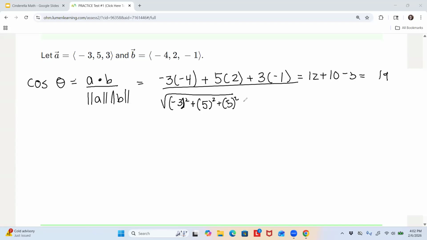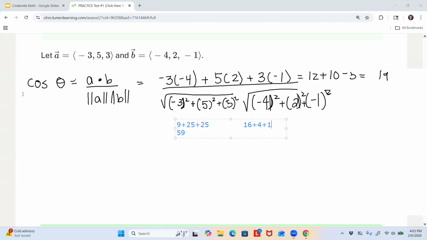I'm so sorry for my pen. It is beyond annoying. Negative 4 squared plus 2 squared plus negative 1 squared, each under its own root. Two different roots, right? Oh my gosh, this is so annoying. I wonder if I can just type up on top of it. So that would be square root of 9 plus 25 plus 25. So that one would be 59. And the other one would be 16 plus 4 plus 1. So 21.